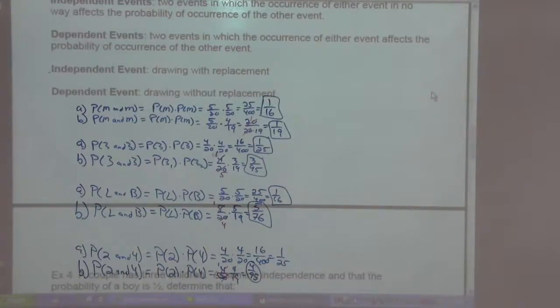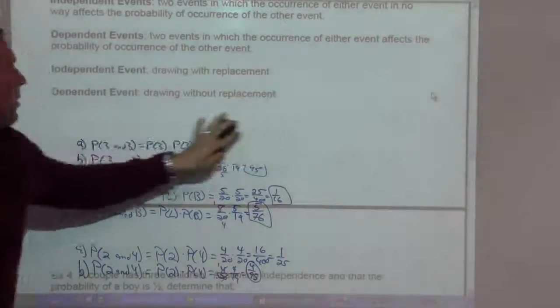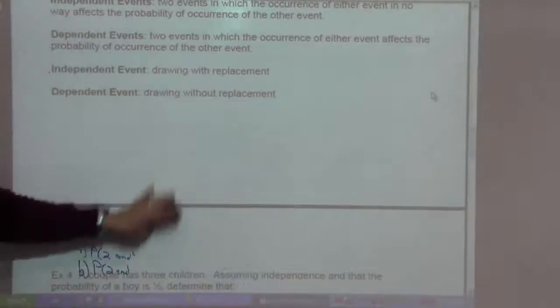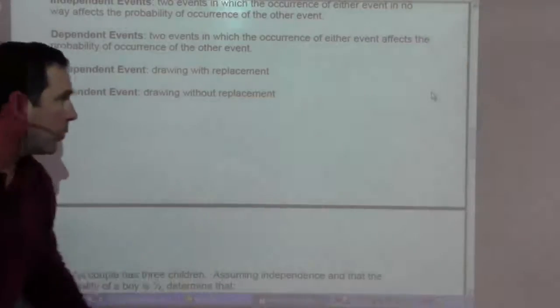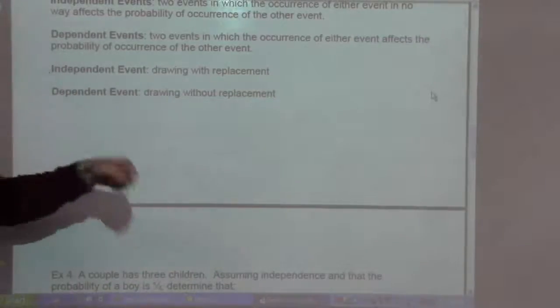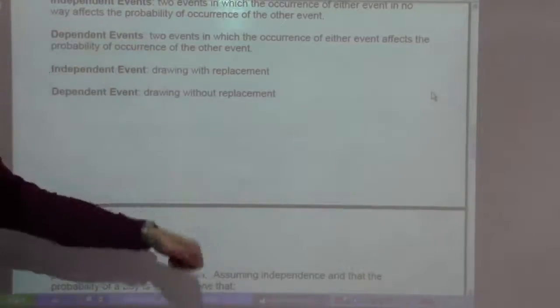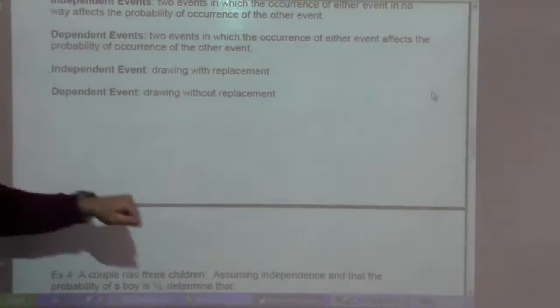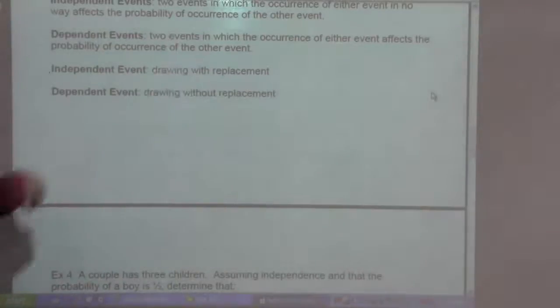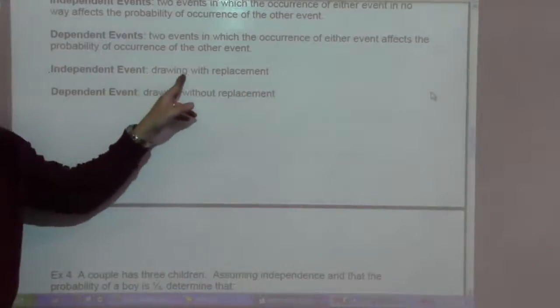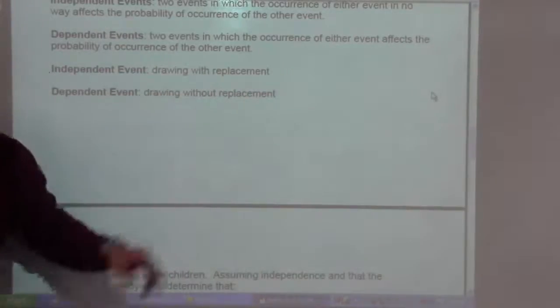Independent events are 2 events in which the occurrence of either event in no way affects the probability of the occurrence of the other event. Whereas dependent events are 2 events in which the occurrence of either event affects the probability of the occurrence of the other event. So when we drew with replacement, meaning you put the card back in, those are independent, but it's dependent when we pull out and keep it out. So without replacement, that's dependent. It affects the probability. So an independent event, for example, is drawing with replacement. Dependent is drawing without replacement.